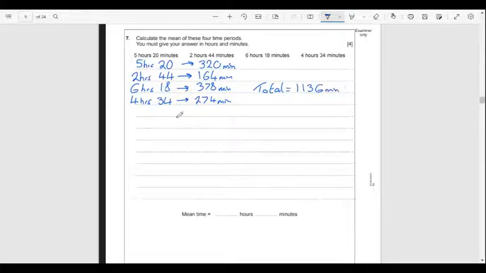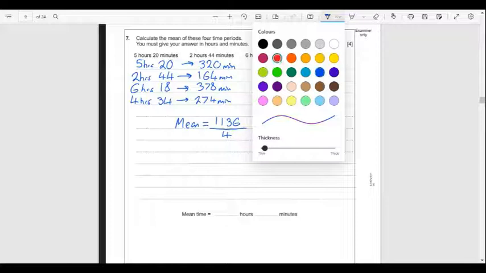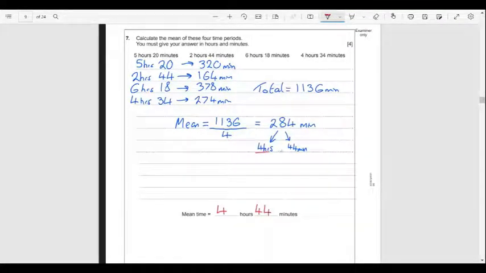Okay, now the total of all of these is 1,136 minutes. Okay, but to calculate the mean, I need the total of all these minutes, which we've got here, 1,136, and I need to divide by how many there are, okay? And that gives me 284 minutes, okay? Now, what you can't do right now is 284 divided by 60, because that will give you an answer of 4 point something. Now, what that answer does mean is that there is indeed 4 hours in 284 minutes, but don't use the point for how many minutes there are, okay? So 4 times 60 is 240 in this case. So that means there are 44 minutes left over, okay? So our final answer is 4 hours, 44 minutes. Should put those in red. Okay. Let's have a look at the next question.